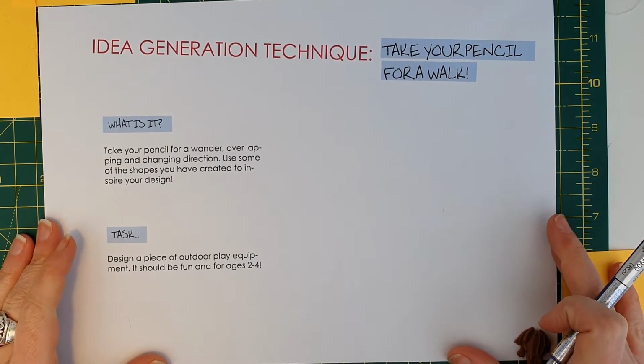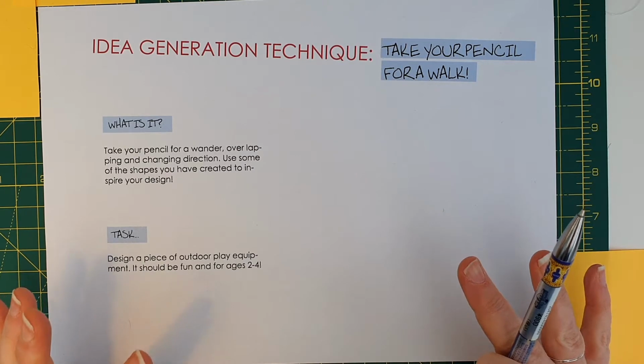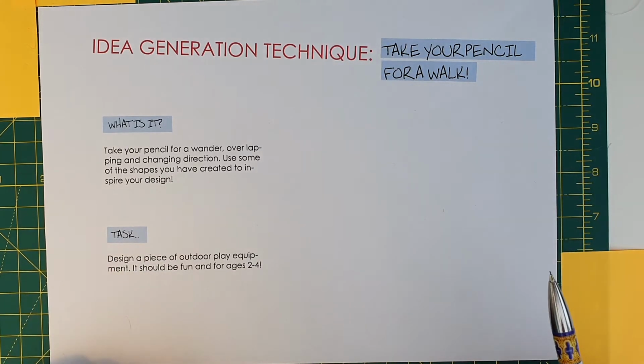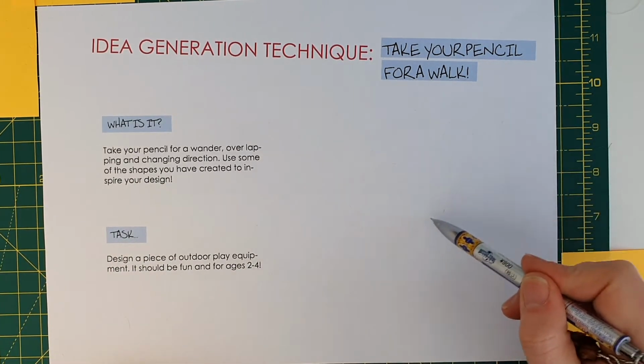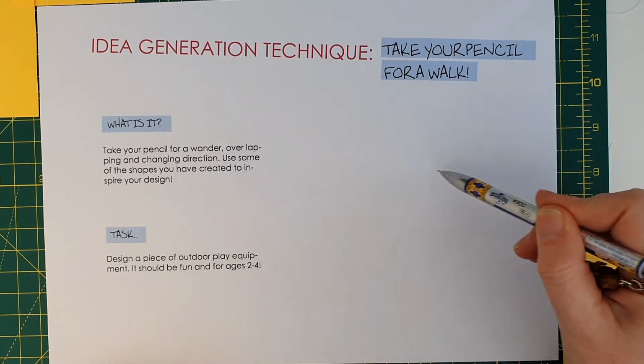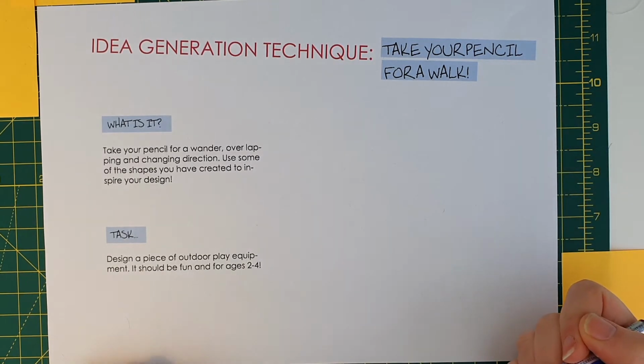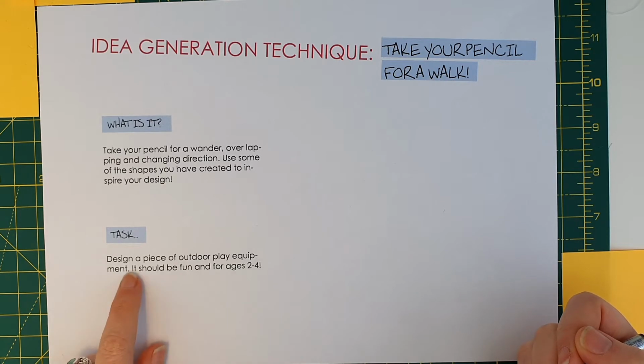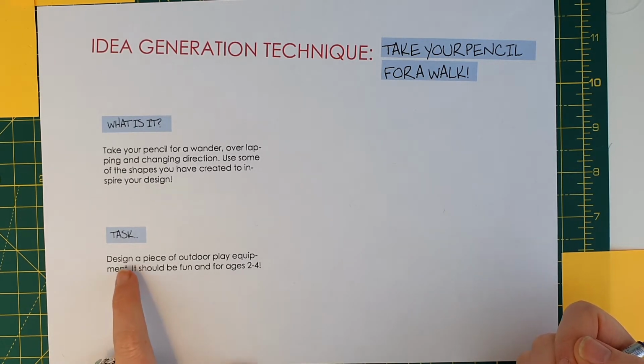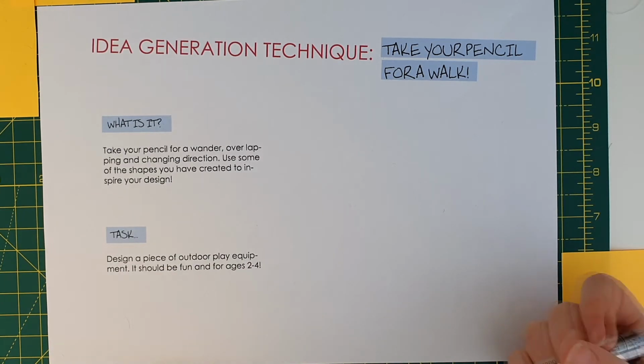Take your pencil for a walk. This is something you've probably all done at some point in your time. You just take your pencil for a wee wander over the page, overlapping, changing direction, and then use some of the shapes to help inspire a design. And our wee task this time is design a piece of outdoor play equipment. It should be fun and for ages 2 to 4.